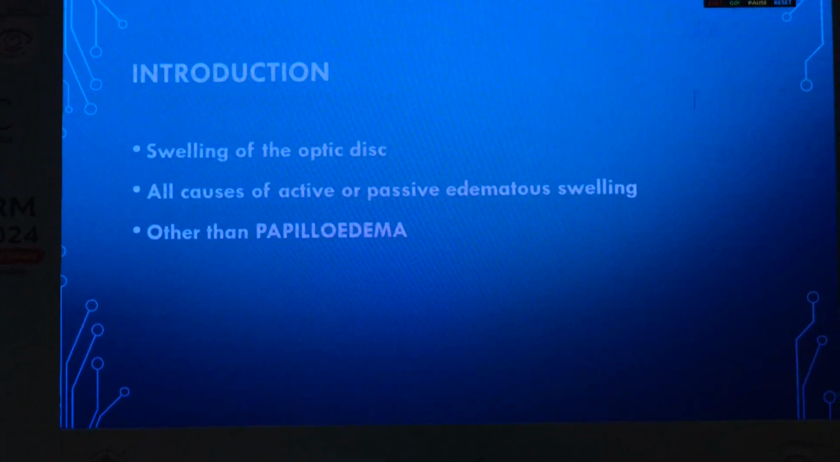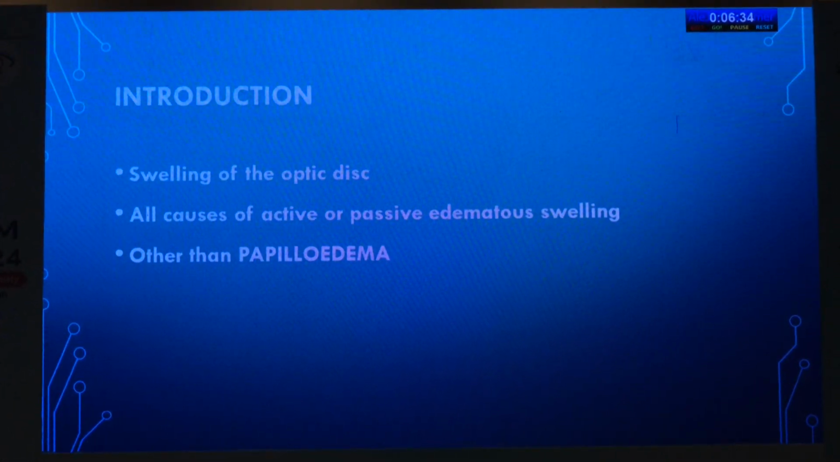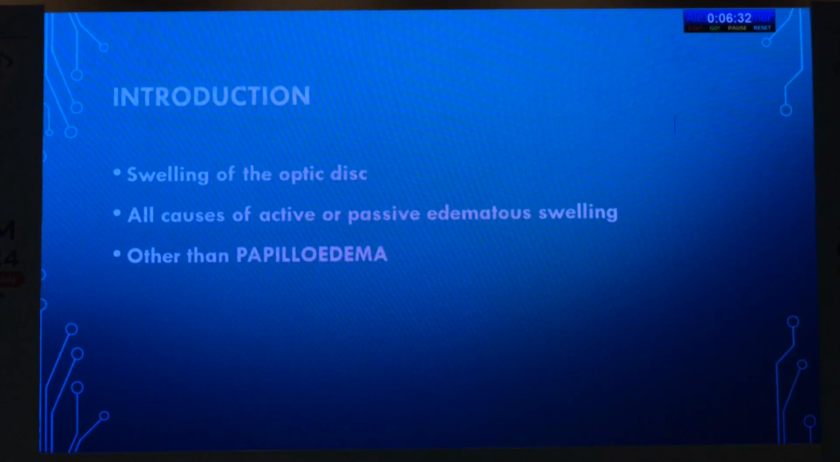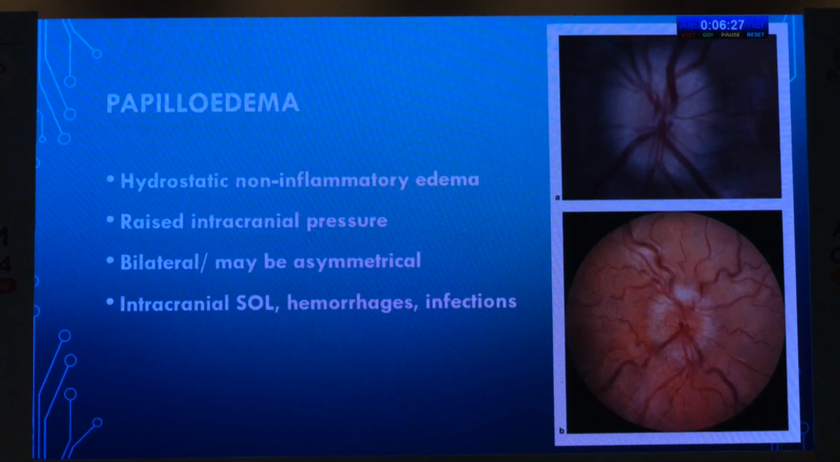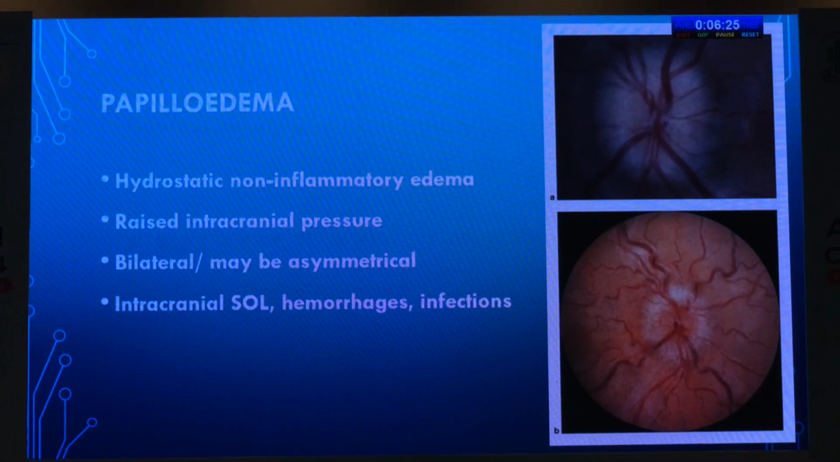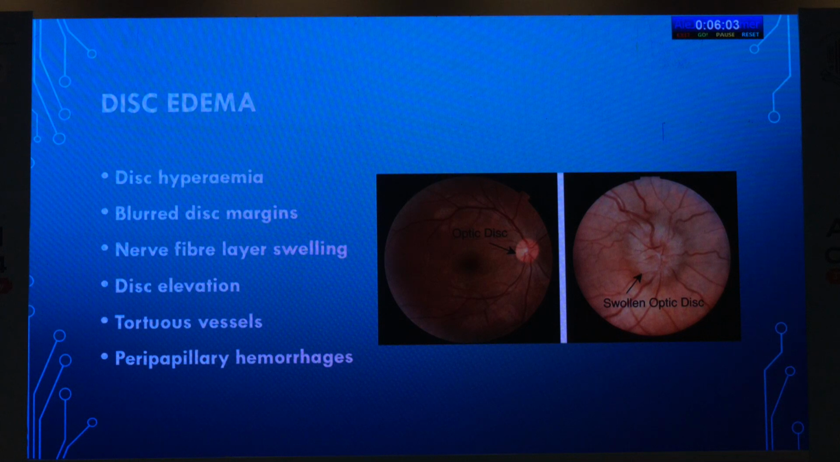All causes of active or passive edematous swelling are known as disc edema, but we describe and treat papilledema in a different category. Papilledema is hydrostatic, non-inflammatory, secondary to raised intracranial pressure from any reason, like a space-occupying lesion, hemorrhages or infections, and it is always bilateral and may be asymmetric. I have discussed all the details of papilledema, so I am going on to disc edema itself.